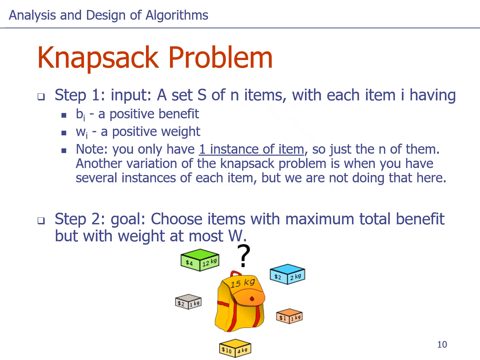Now, my goal. This is the second step. We said you first define the input and then say what you are trying to achieve before jumping to the objective function. So step number 2 is the goal. I would like to choose items with maximum total benefit, but with weight W or less than W. Okay. So again, this is straightforward from the problem statement.